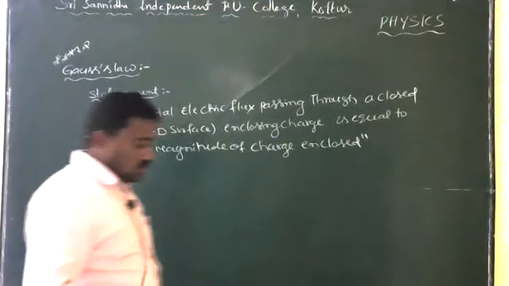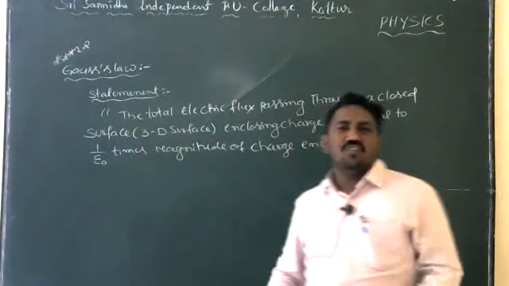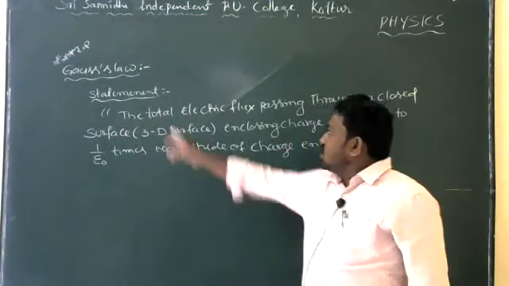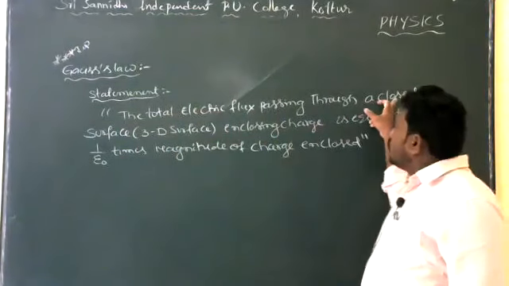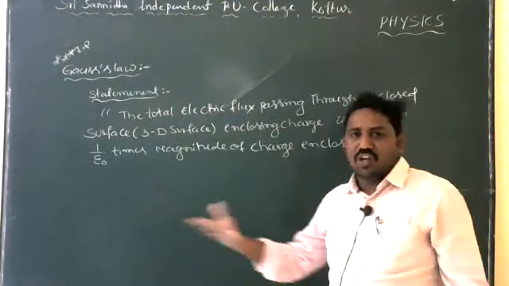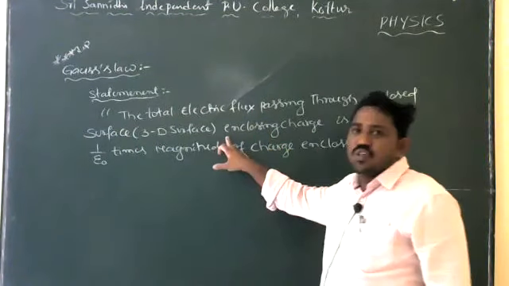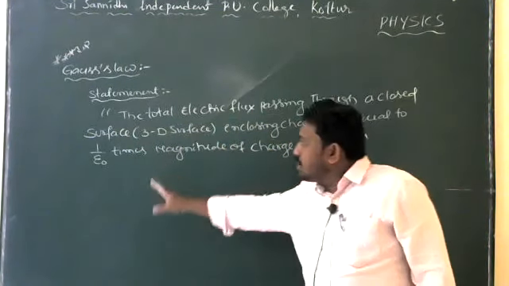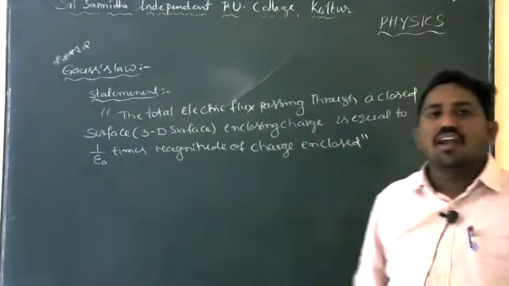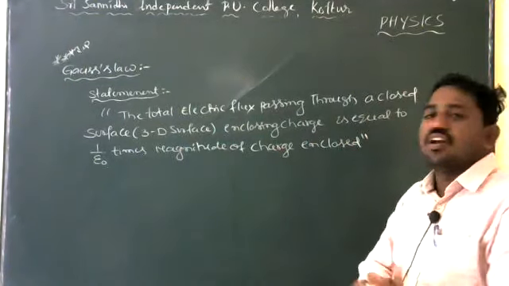Okay. So there are many definitions. We can write any one definition, meaning we can write the meaning of the definition. Okay. So the total electric flux passing through a closed surface in vacuum, the closed surface being in vacuum, is equal to 1 by epsilon naught times the charge inside. So that is the statement of Gauss's law.